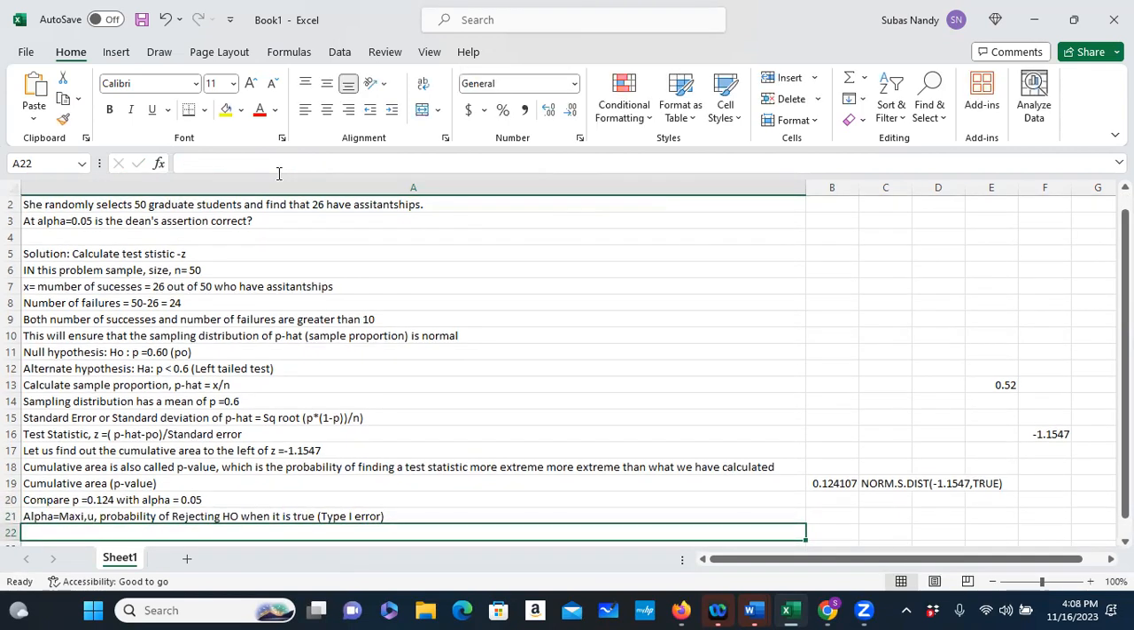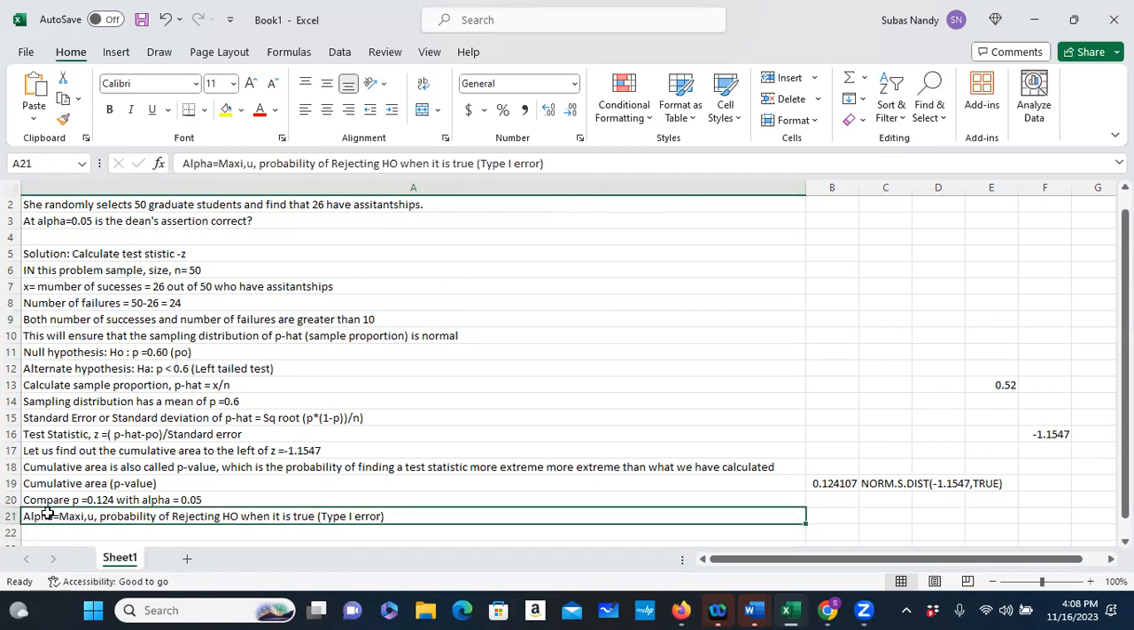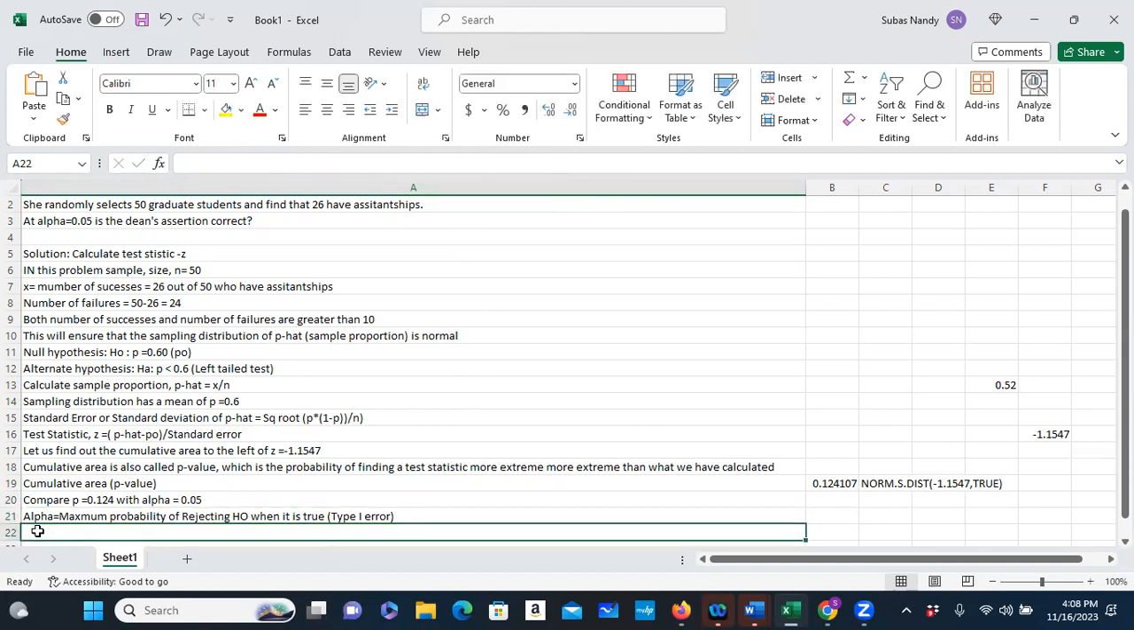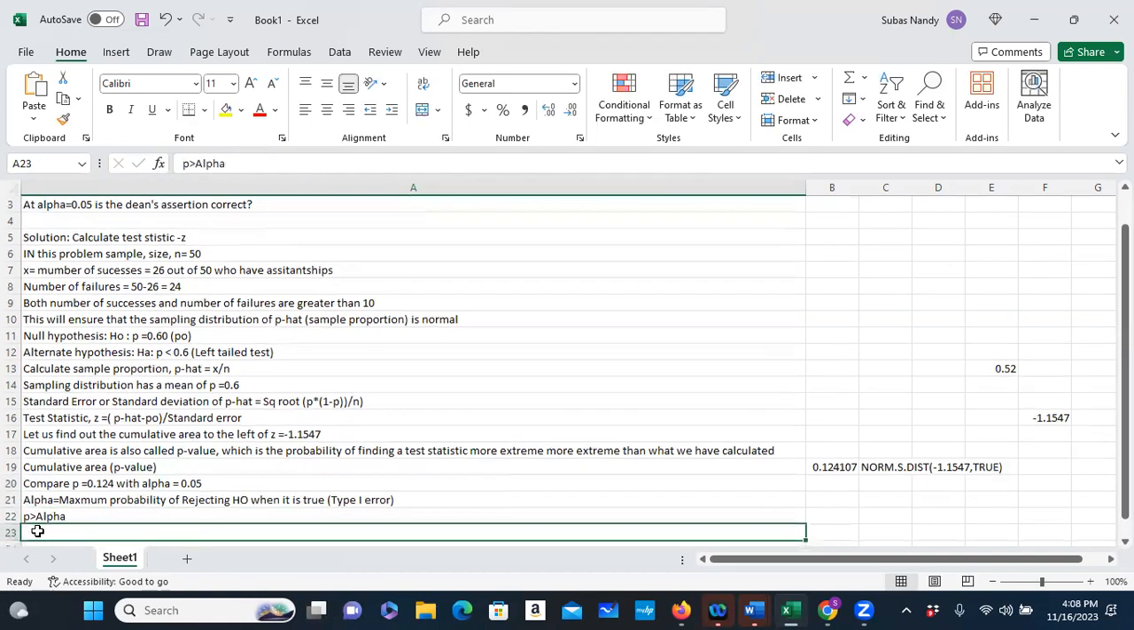Now we compare P with alpha. Alpha is the maximum probability of rejecting H0 when it is true, type 1 error. Now P is greater than alpha. So the decision is do not reject H0.